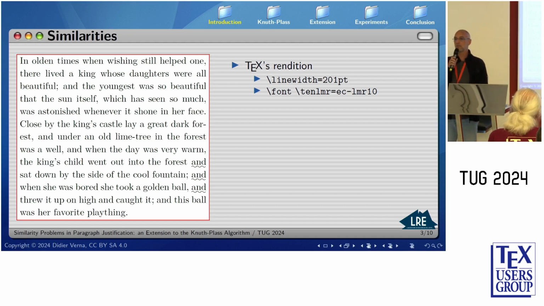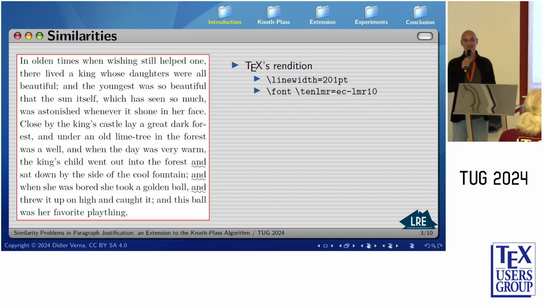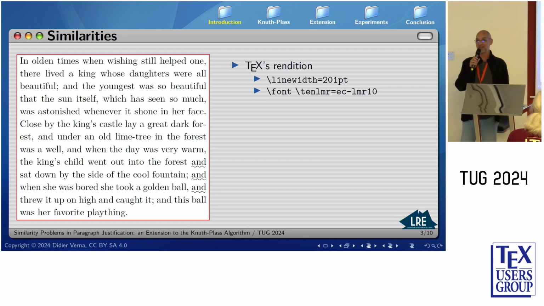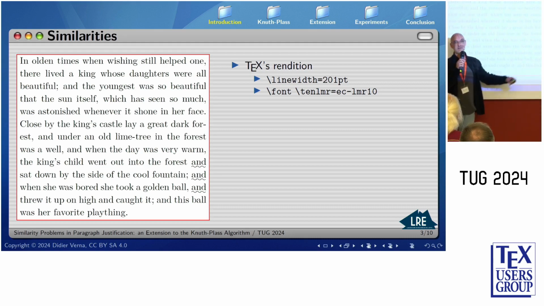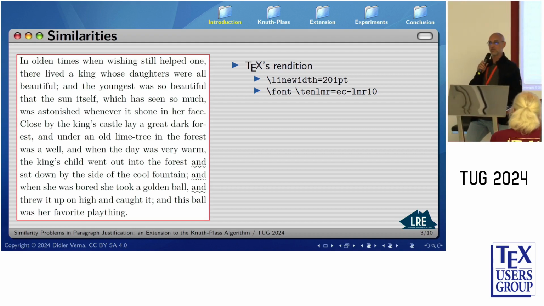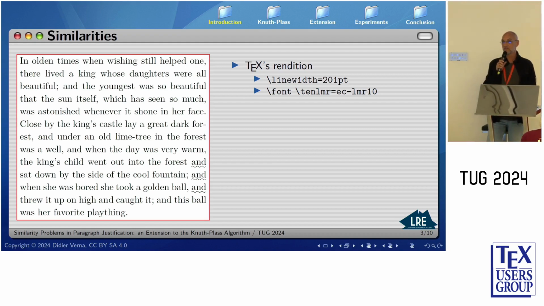Well, there is a big clue inside. If you're unable to spot the problem with the clue, this is hopeless. Okay, so as you can see here, we have three occurrences of the same word at the end of three consecutive lines. So if you're interested in micro typography and high quality typography in general, this is considered a defect.